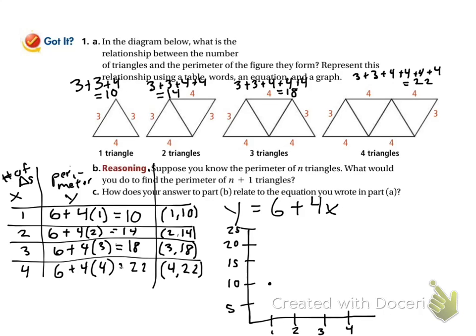So 1 and 10, 2 and 14, let's go a little further, 14, 3 and 18, and 4 and 22. Approximately there. And it looks like a straight line, so that's good. It's going up by the same amount each time.